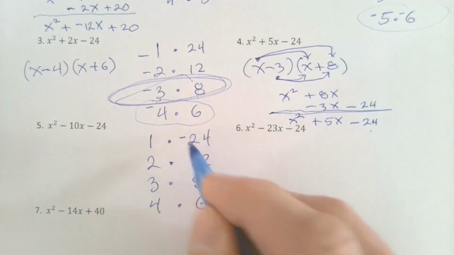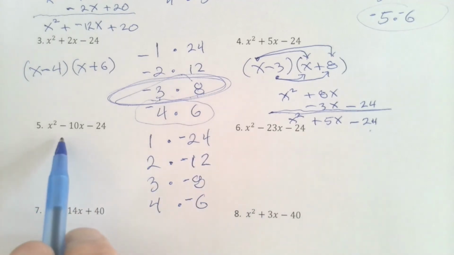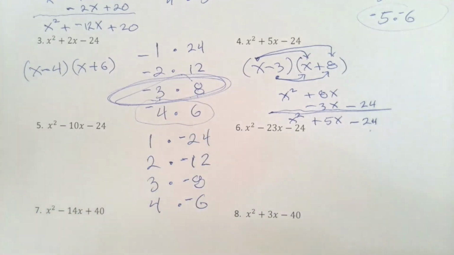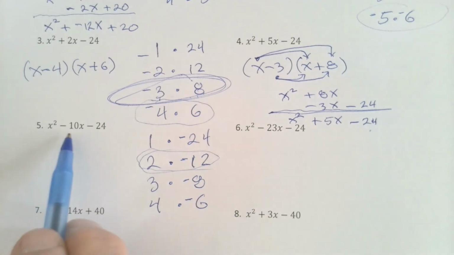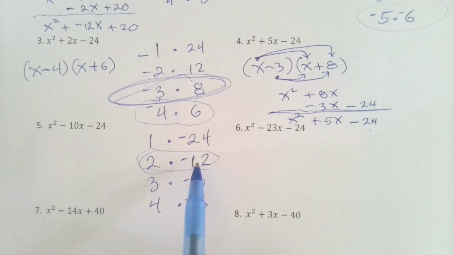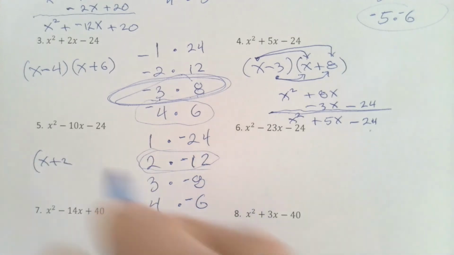How do you know the negatives go on the big side? Well, if they go on only one side and the middle is negative, then the negatives have to go on the big side. And you'll quickly figure out that this is the combination that will multiply to make negative 24, but will add to make negative 10, because 2 plus negative 12 is negative 10. So I write x plus 2, and I write x minus 12.